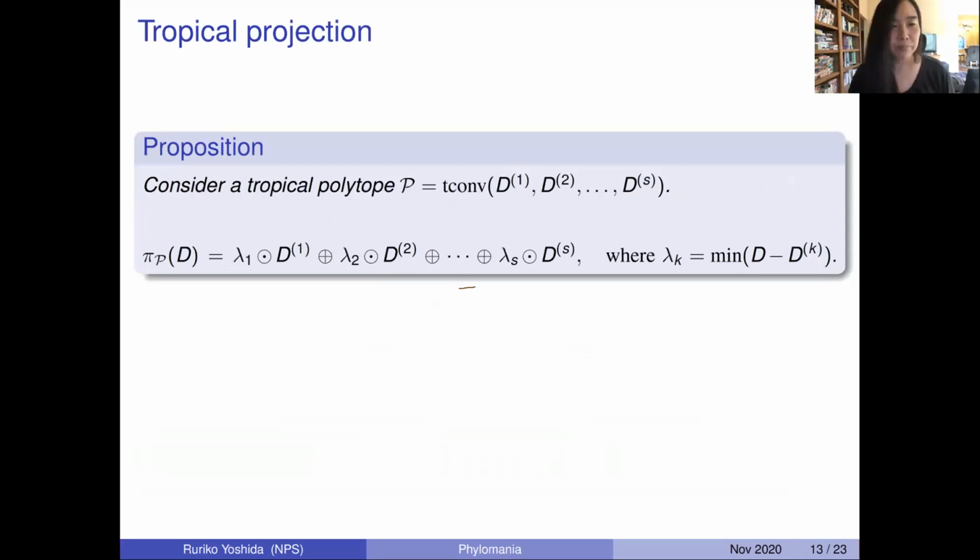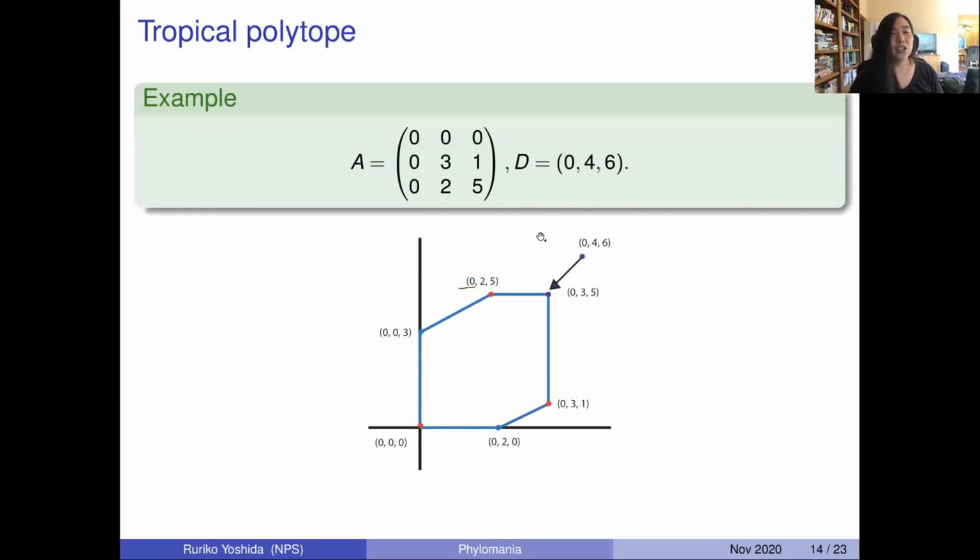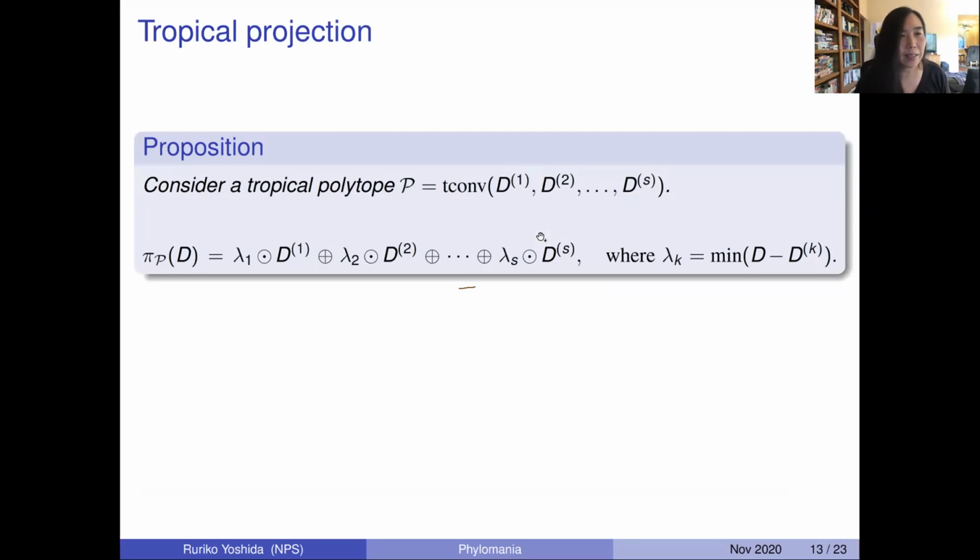All right. So this is a projection. Suppose I have the tropical polytope, and I want to project another point, D. D1 through DS are vertices of the polytope, and I want to project this D onto this polytope. This is just a formula. There is a concrete formula.